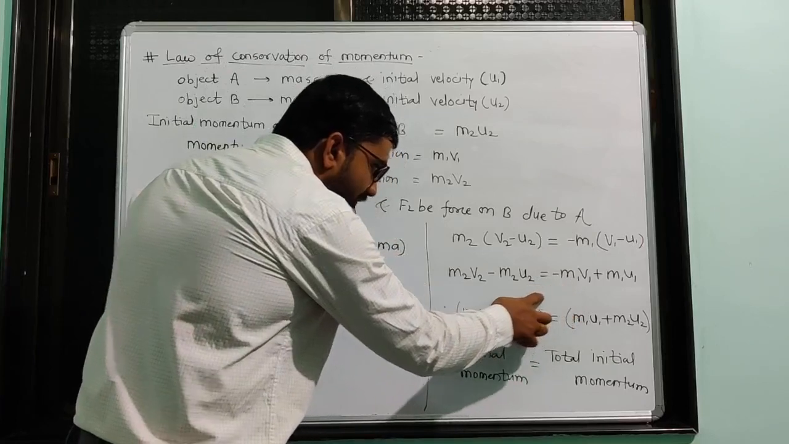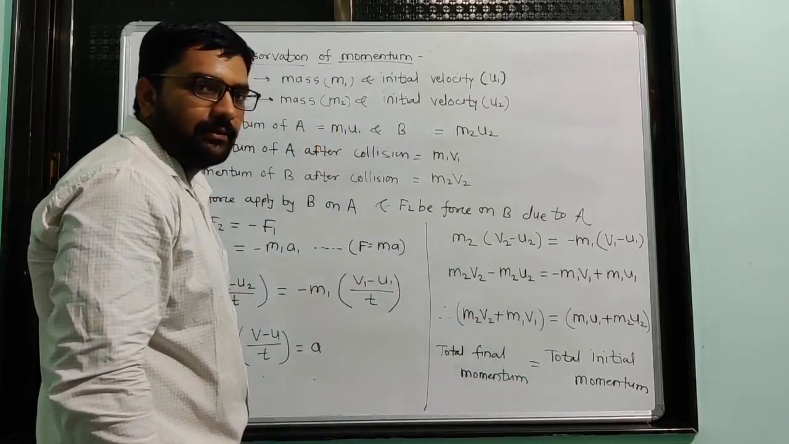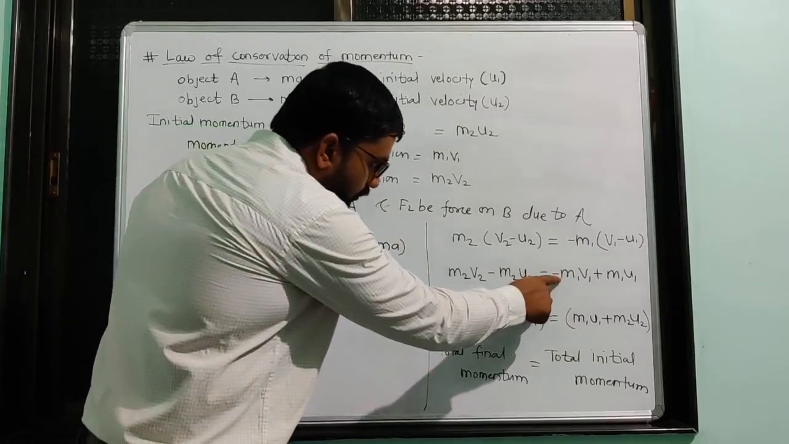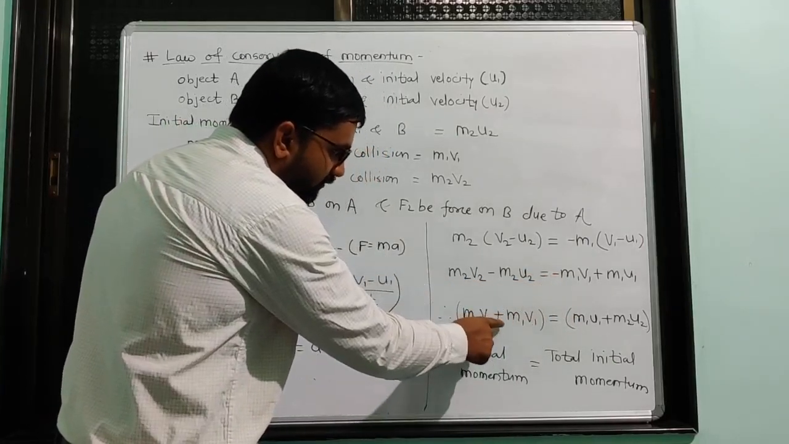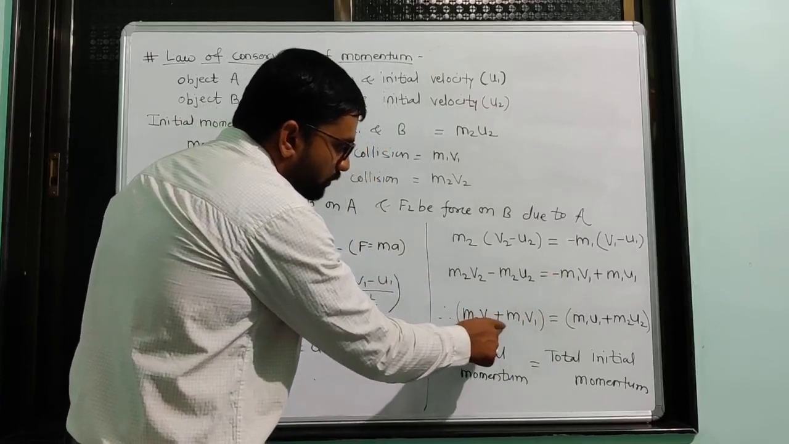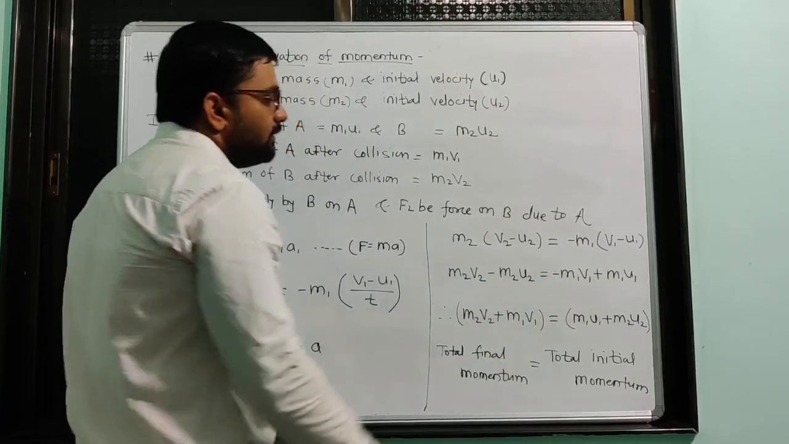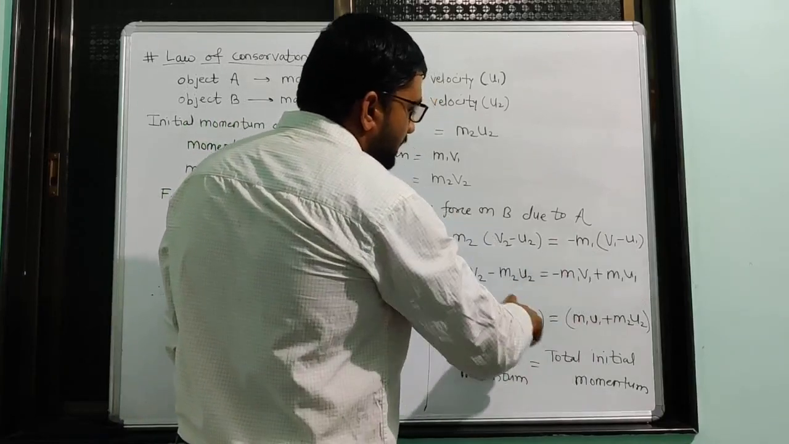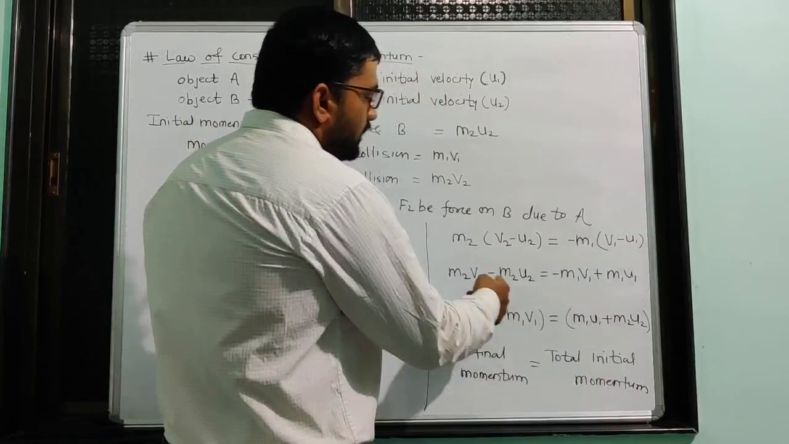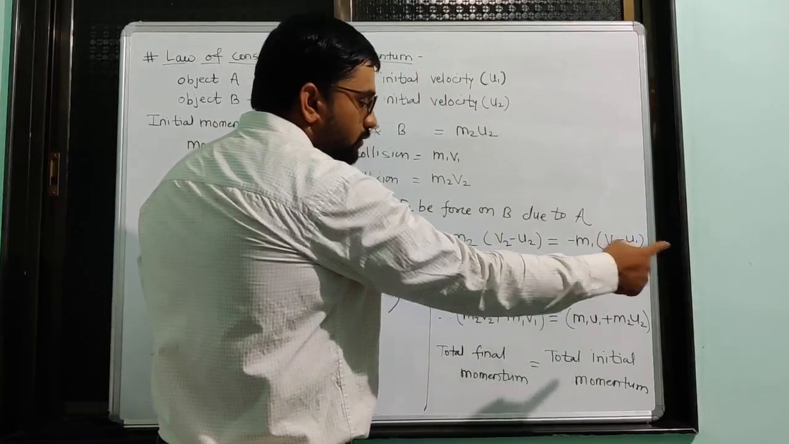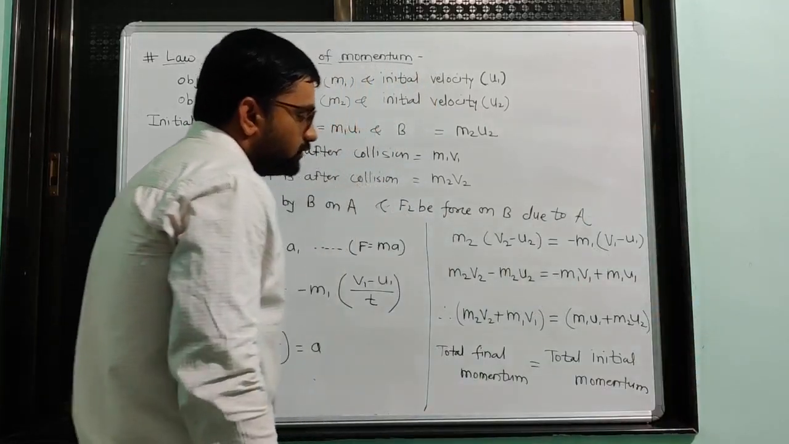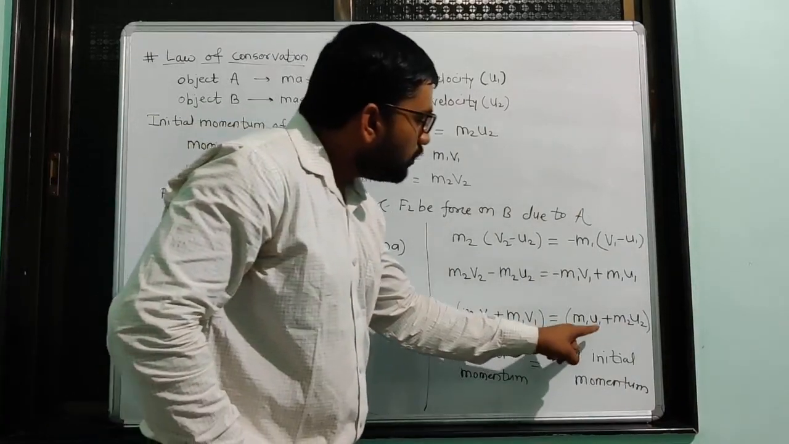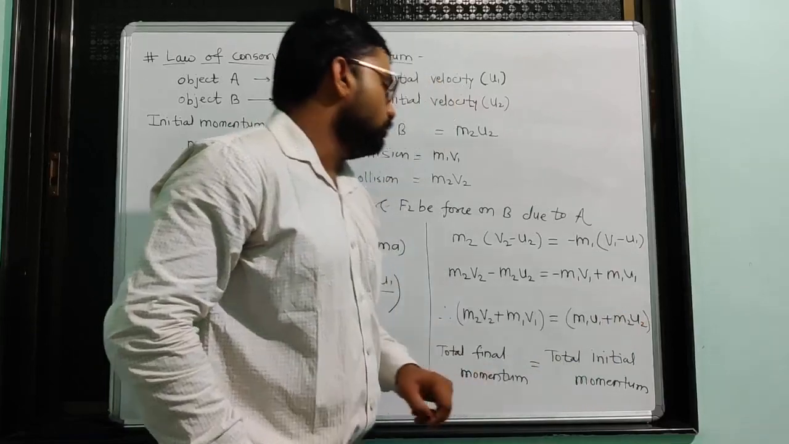If we move this term to the left-hand side, it will become positive. So m2 v2, if you move this to the left side, will become positive. So m2 v2 plus m1 v1 will be equal to m1 u1 plus m2 u2. This term you have to move to this side, so again it will become positive when we go to the right-hand side of the equation. So m2 v2 plus m1 v1 will be equal to m1 u1 plus m2 u2.